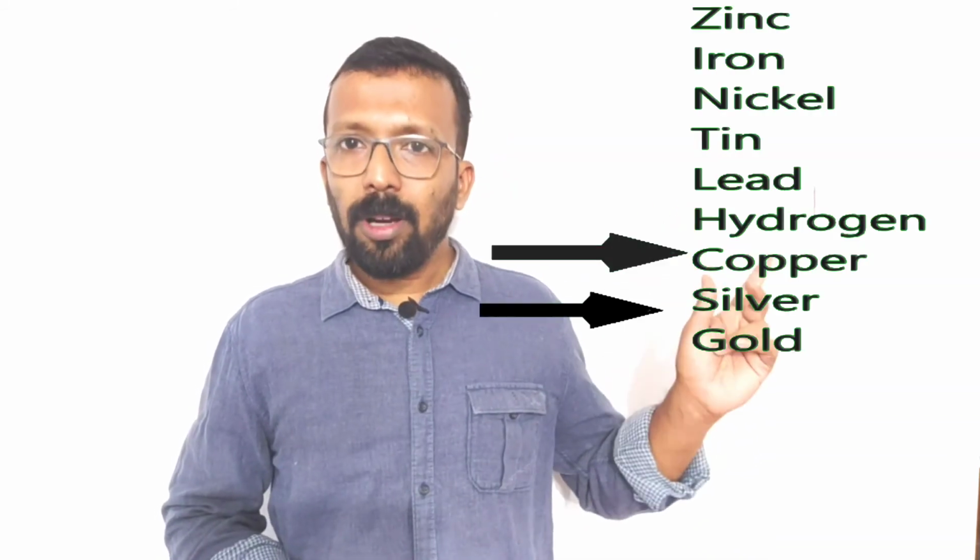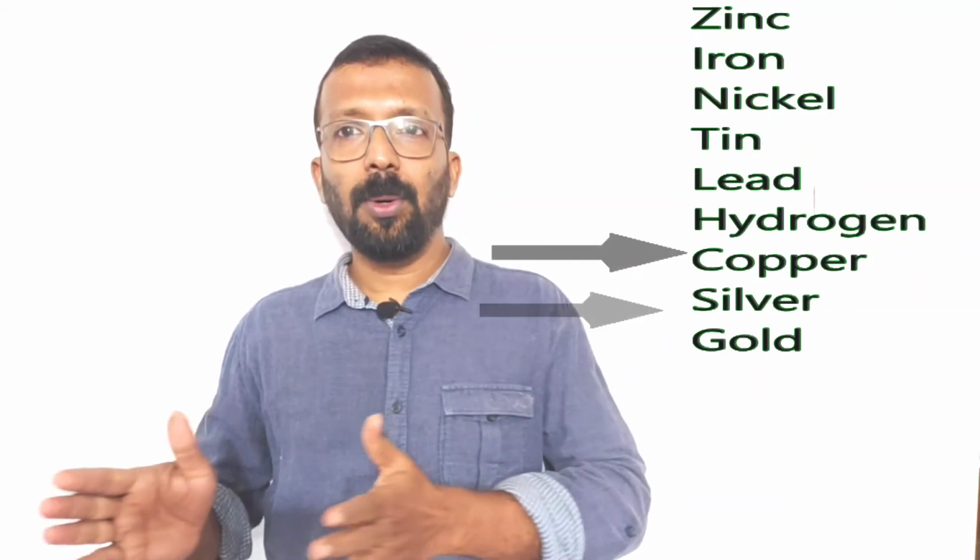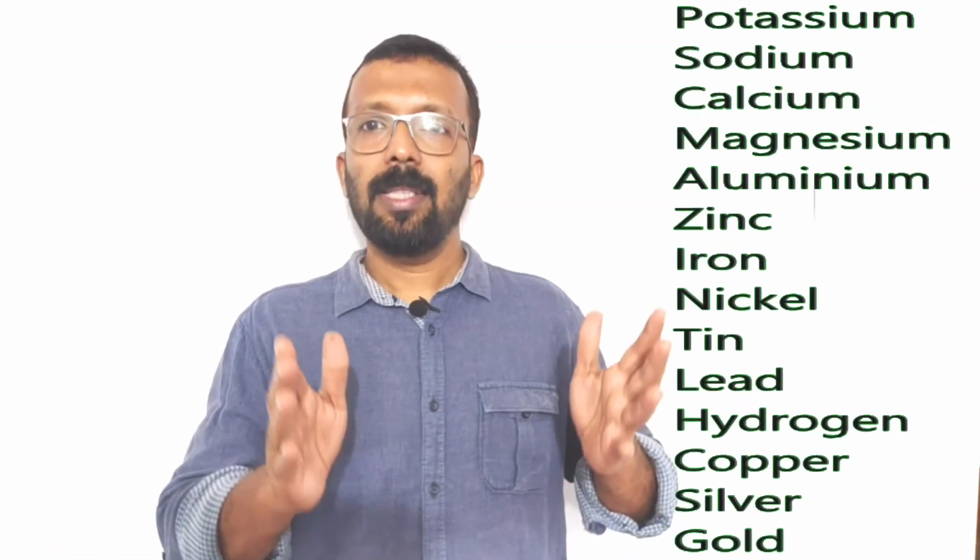So that's a question to be answered. It's a topic to be discussed. Why is it so? Copper is more reactive than silver. So copper will undergo oxidation and silver will undergo reduction. That means here in this case copper will be the anode and silver will be the cathode. So here in this case, copper undergoes oxidation and silver undergoes reduction.